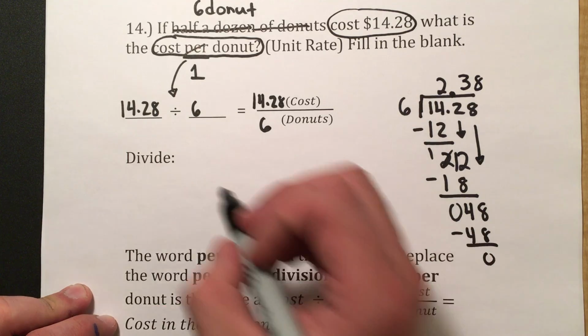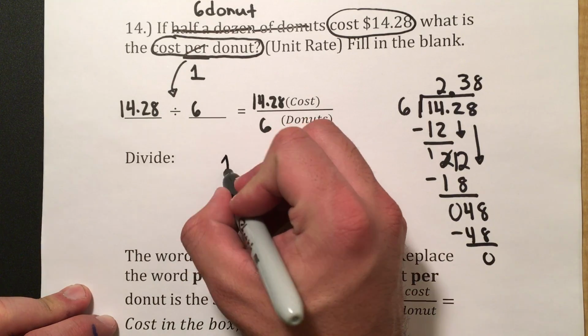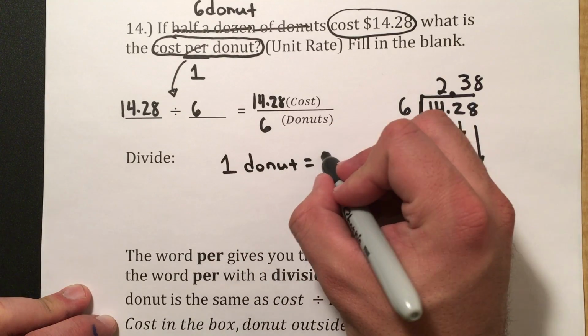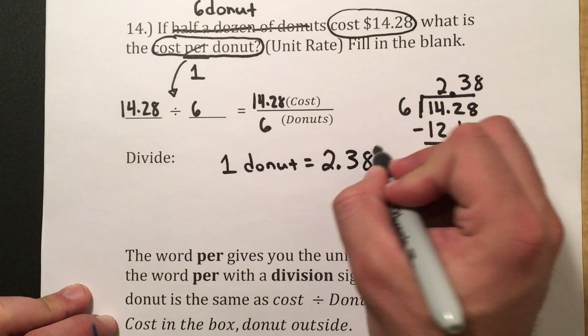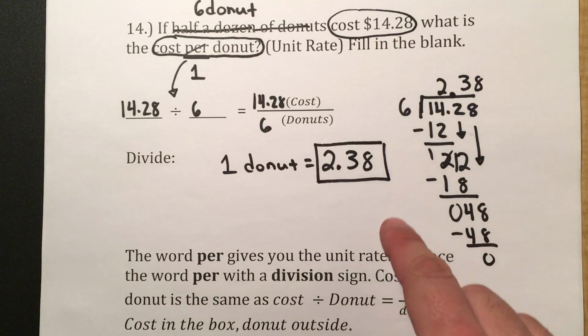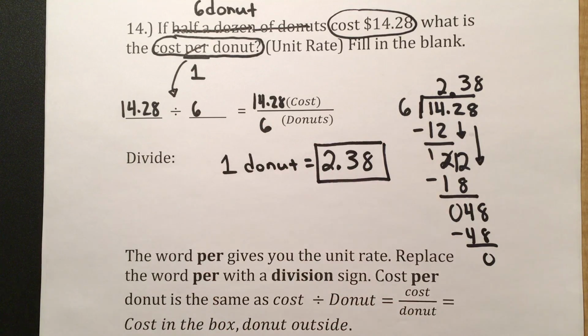So that means that one donut would cost $2.38. Now how can we check our answer? Well, we can check our answer by multiplying 2.38 times 6.